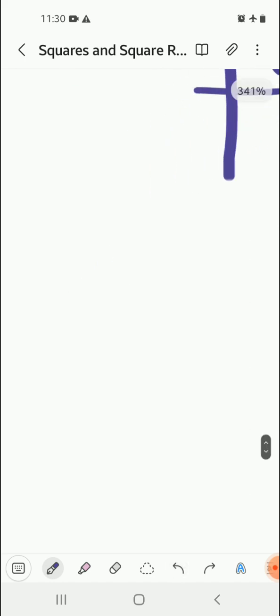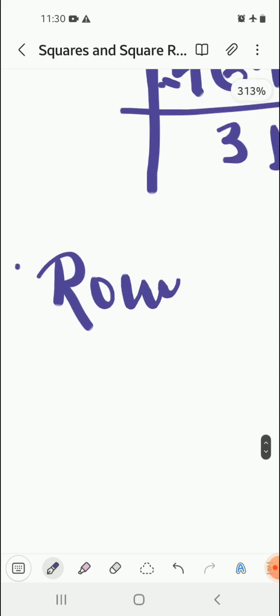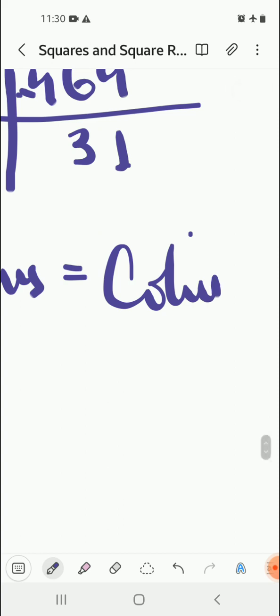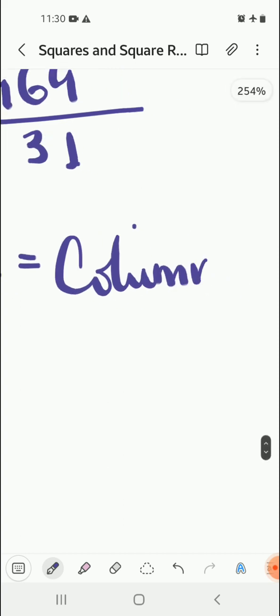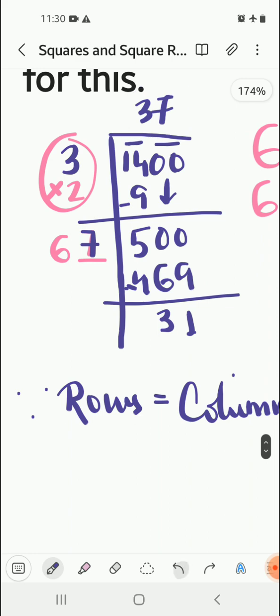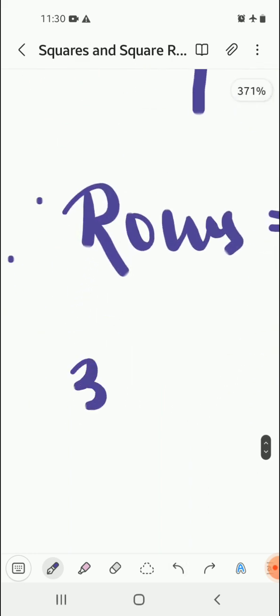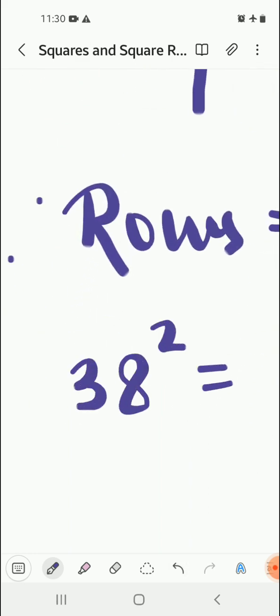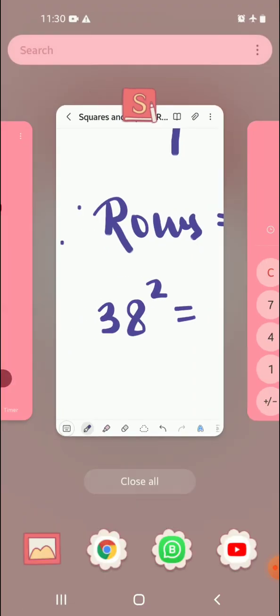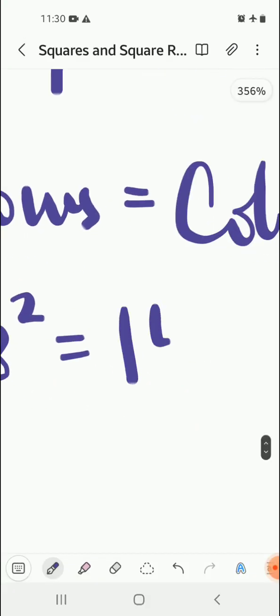So we're going to write that since the number of rows is equal to the number of columns, the next square after 37 will be 38. So we have to find the square of 38 first. So let's find the square of 38. It is 38 into 38, 1,444. So this is 1,444.